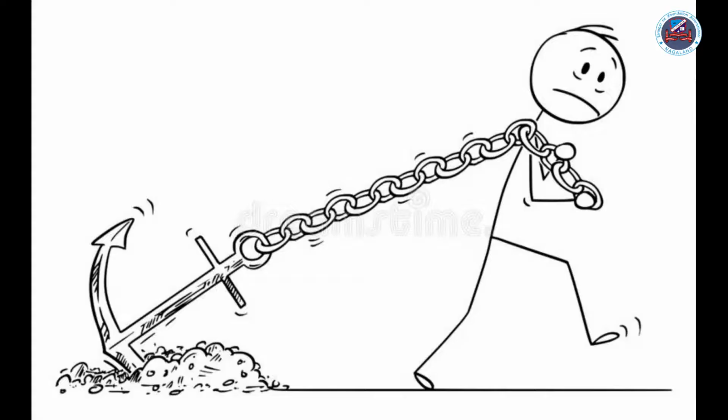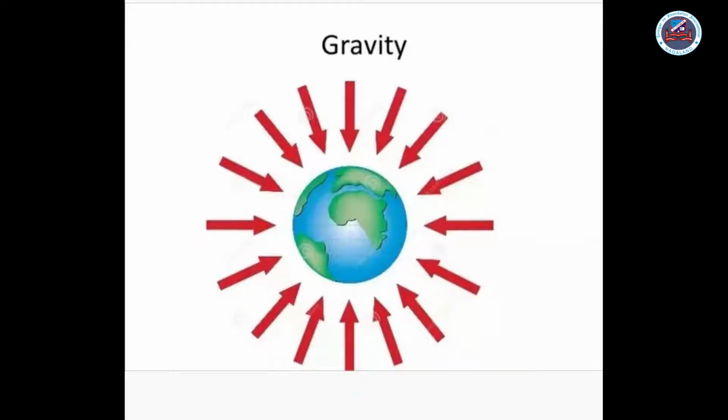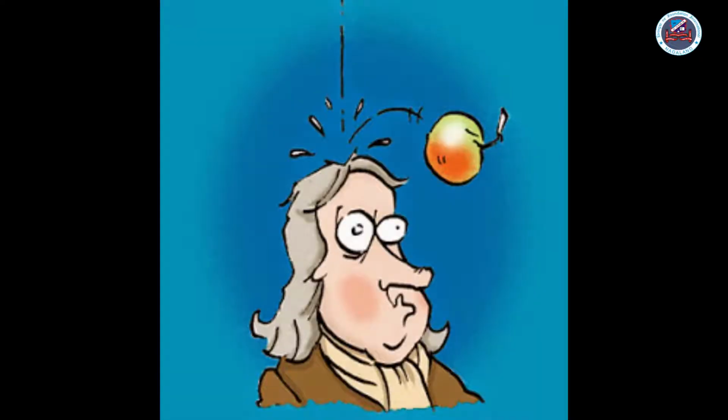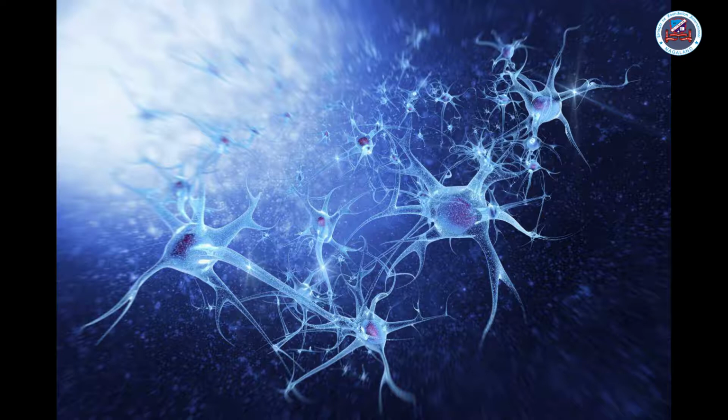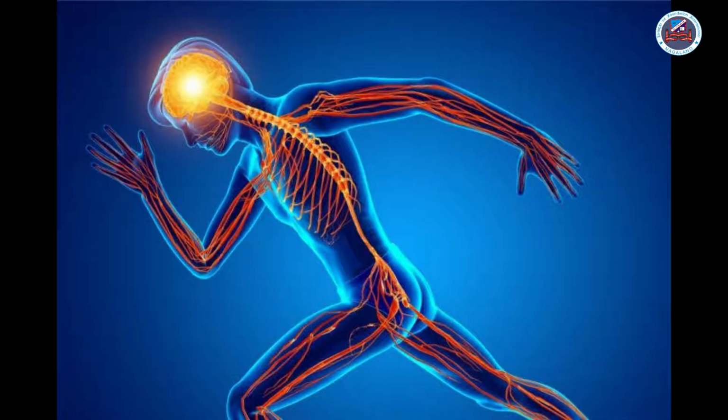Sometimes we use more force while sometimes we use less. Most of the time we do not even know that force is acting on our body, like the force of gravity that is pulling us down. While sometimes we feel the force, for example, if something falls on our body. There are nerves all around the body which can detect pressure and we feel the force.